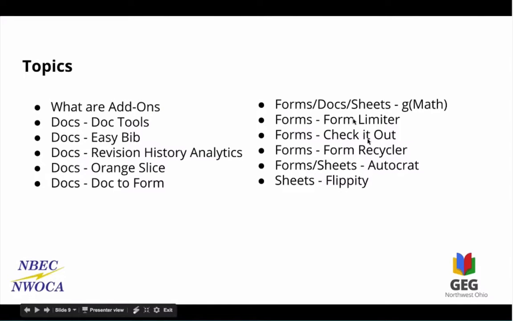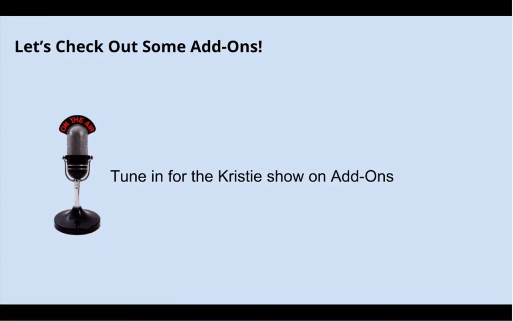We're going to talk about Forms: Form Limiter, Check It Out, Form Recycler. Autocrat is the one I was talking about a little bit earlier that is kind of a cross between Forms and Sheets. And then the last one we're going to end with is called Flippity. That is more of a game type add-on that is in Sheets, and I will show you that one as well.